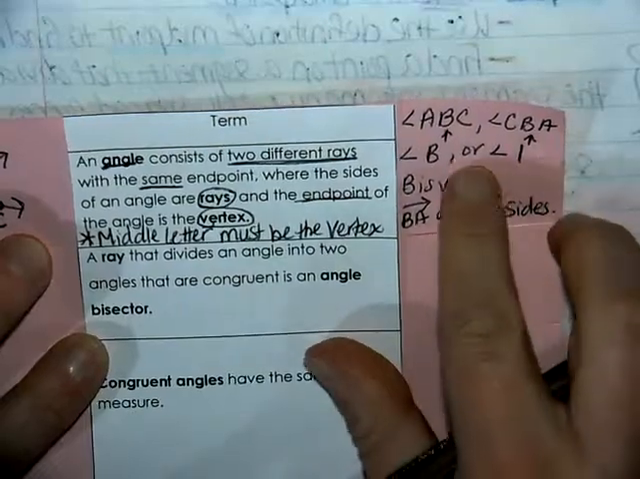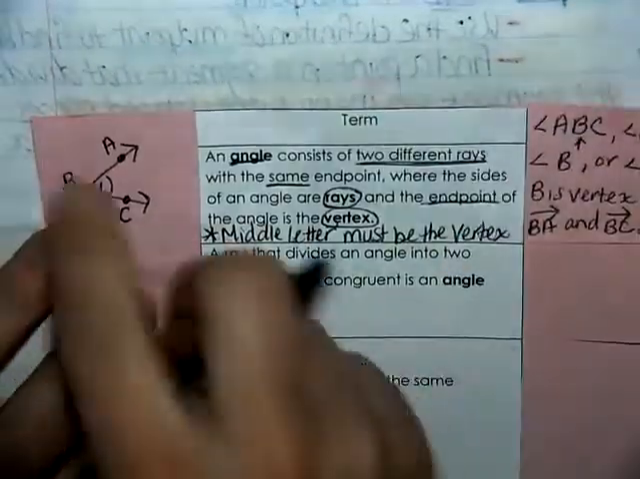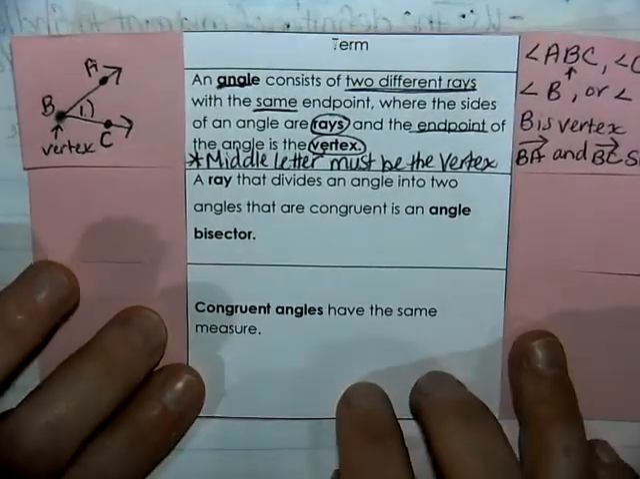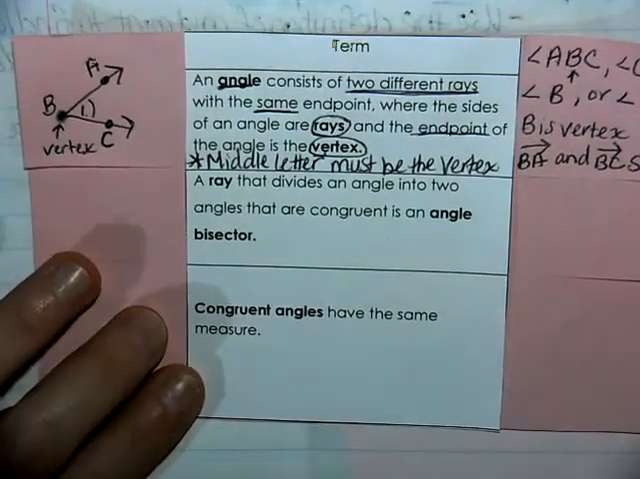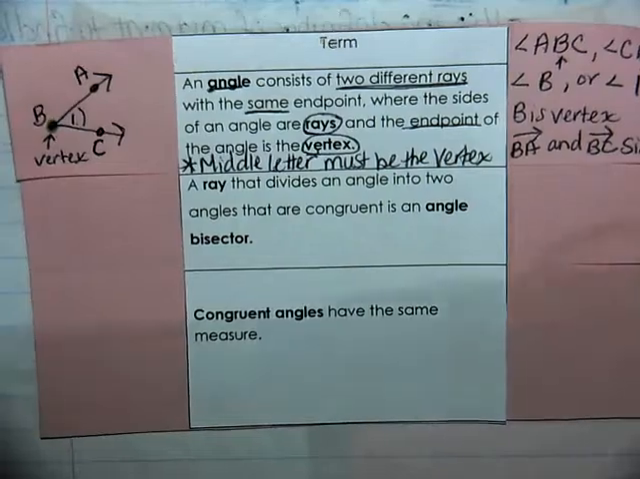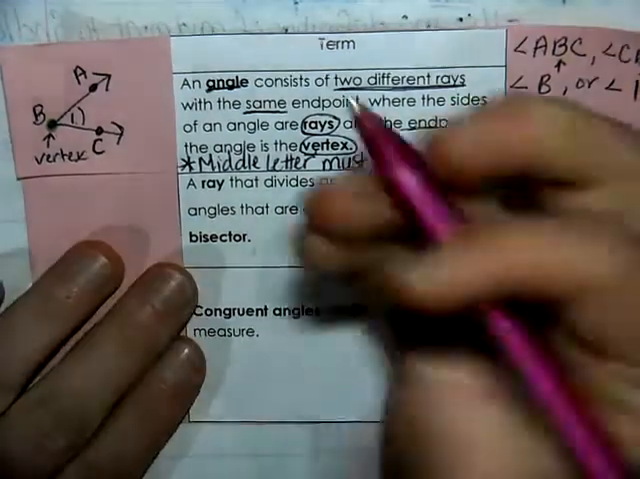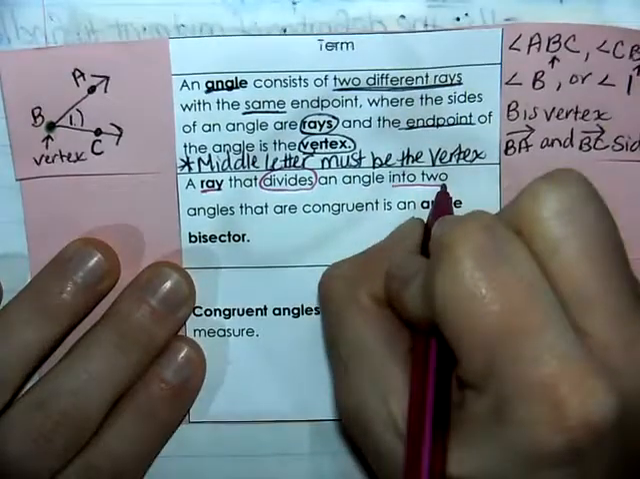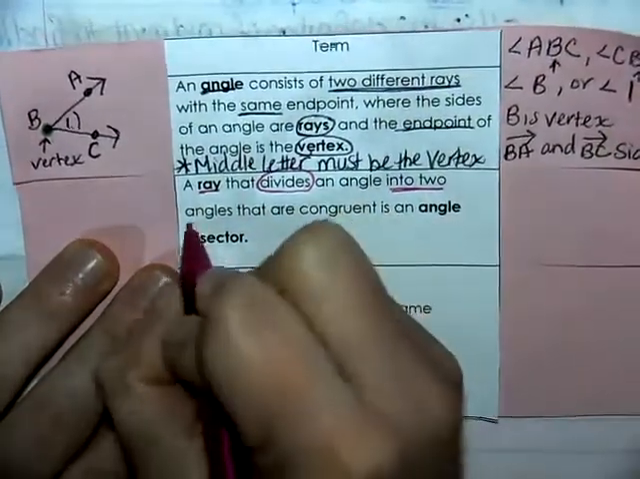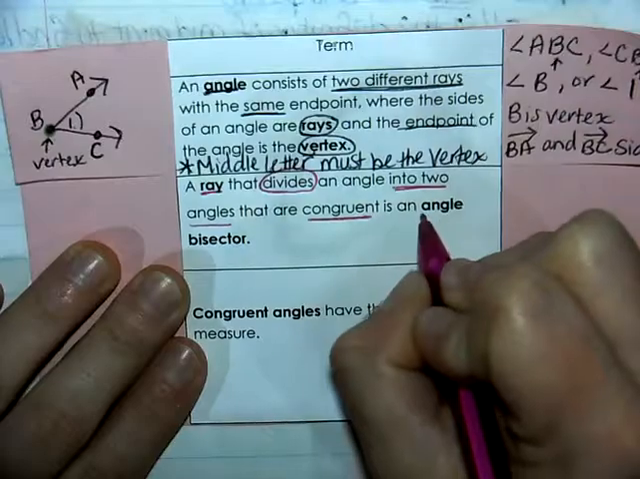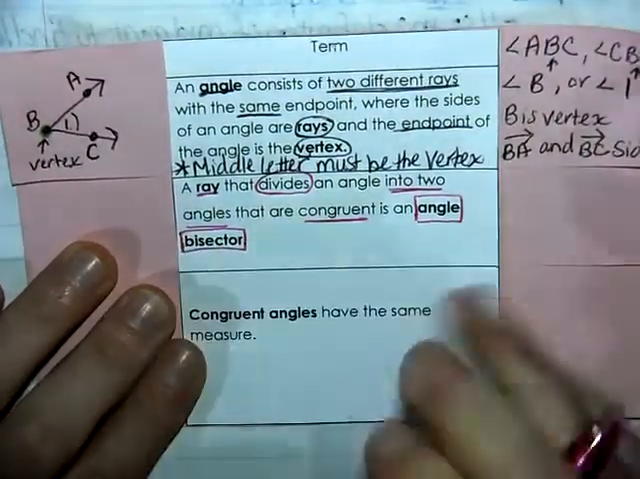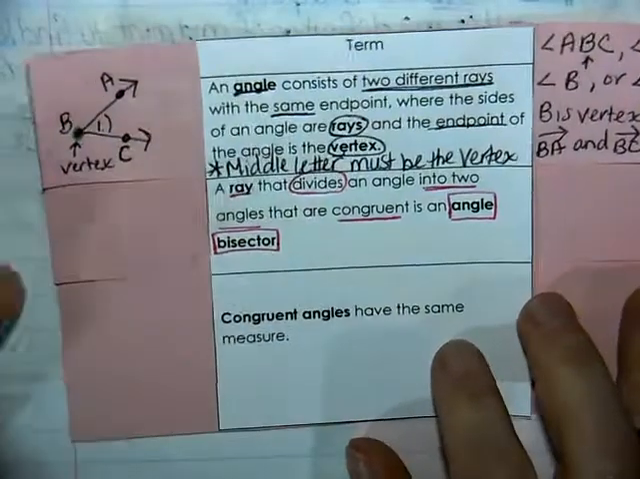So whenever you're naming, make sure that the middle letter is the vertex of your angle. The next word that we have is ray. And a ray that divides an angle into two congruent angles, or two angles that are congruent, is called an angle bisector. So we're using that language of bisector once again.